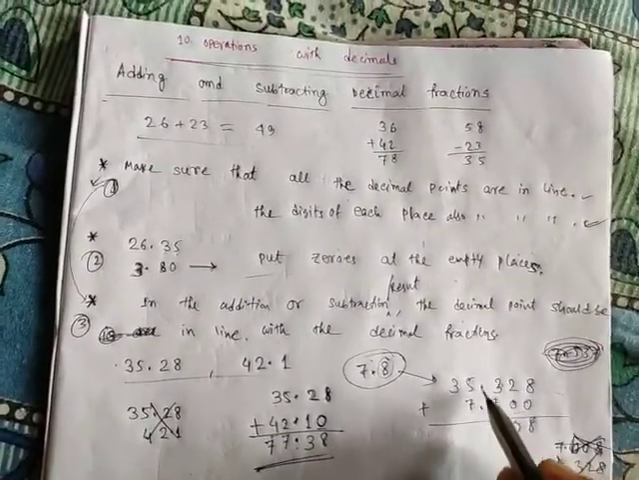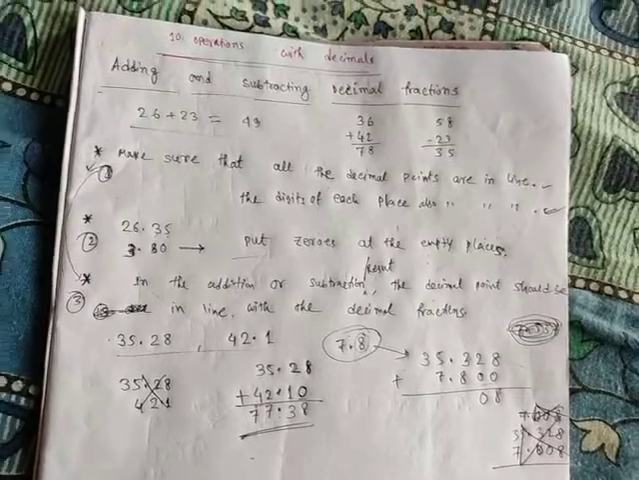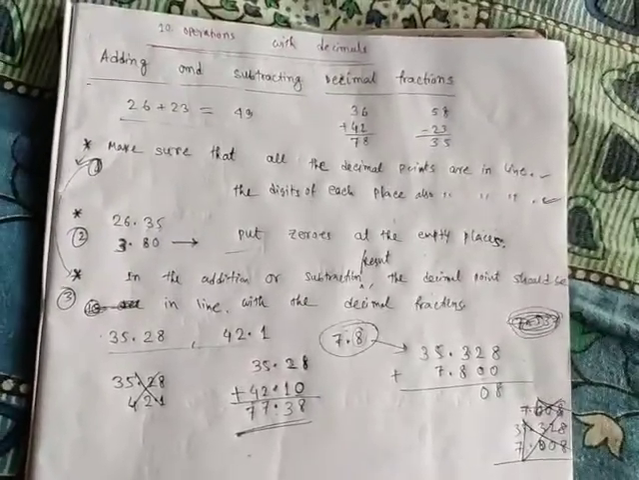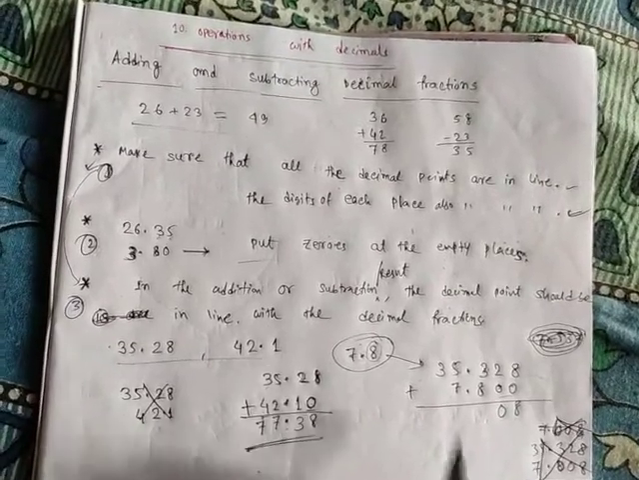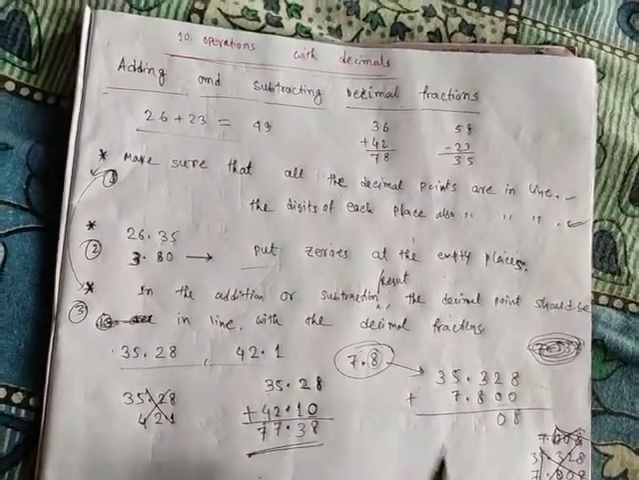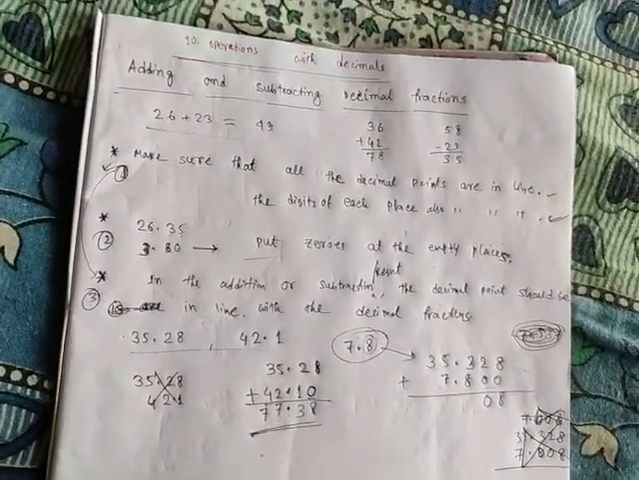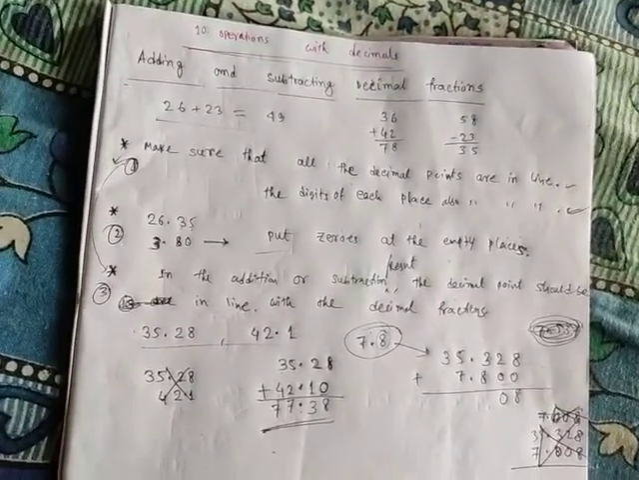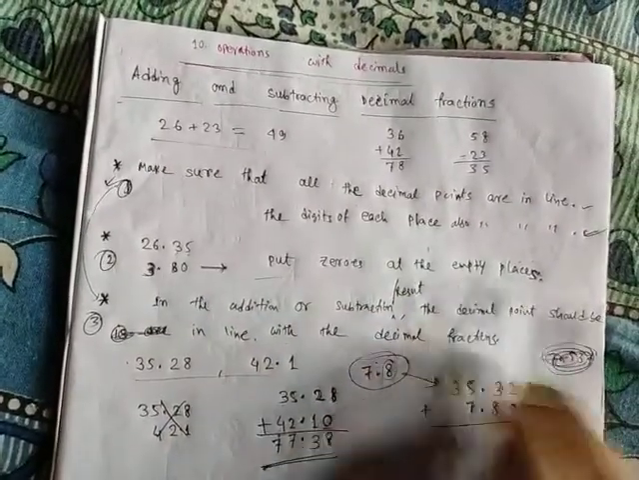That means all the ones place should be in line. All the tenths place should be in line. All the hundredths place, all the thousandths place, all the hundreds place, all the tens place should be in line. Okay, all the digits of each place are in line, and that way put the zeros at the empty places.